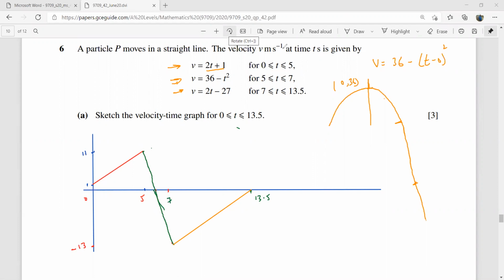From this sketch, though we have completed the sketch, you must see that in the first 6 seconds, your object is moving in a particular direction. And from 6 to 13.5, it is moving in an opposite direction. That is why you have one part of the sketch above the time axis, the other below the time axis, okay? Let's see what is there in the second part.